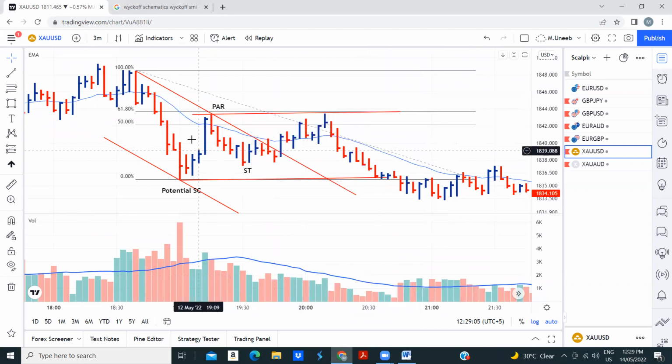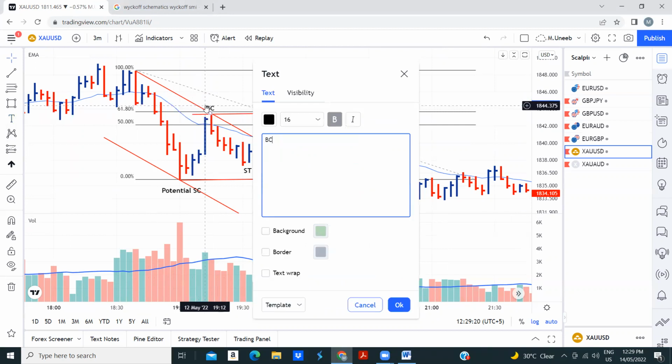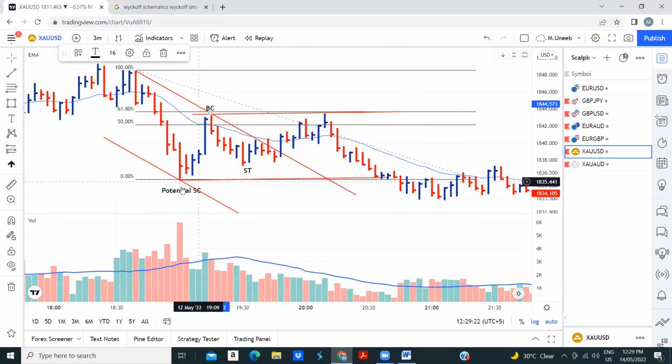Got it? And now, as we see, now you see PAR here. What do we see here? A huge volume here, a very, very huge volume. So we can also call it a buying climax, because an AR will not have a huge volume, right? A very, very huge volume. We have a buying climax here.